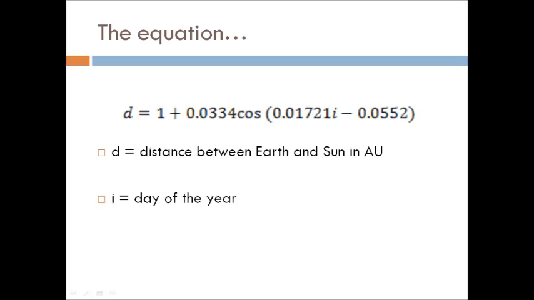To find the distance between the Earth and the Sun on any given day, you can use the equation shown on the screen, where d equals the distance between the Earth and the Sun in astronomical units, abbreviated capital A, capital U, and i equals the day of the year. In this case, you'd use 1 for January 1st, 2 for January 2nd, etc., until 365, which is December 31st.